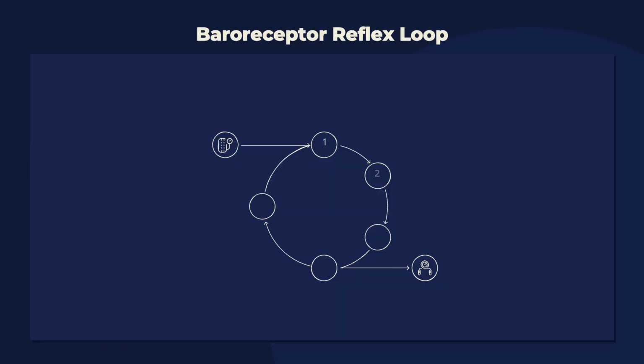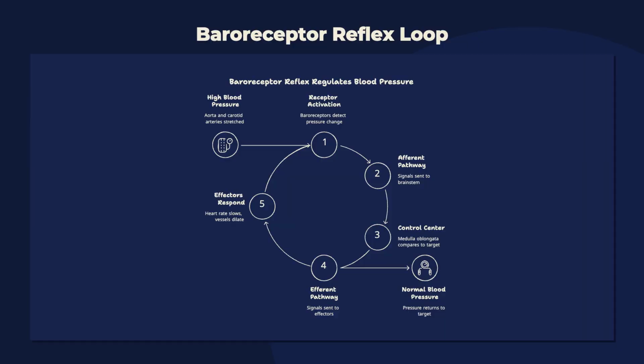The baroreceptor reflex shows the loop clearly. Rising blood pressure stretches the aorta and carotid arteries. Baroreceptors fire along the afferent pathway to the brainstem. The cardiovascular center in the medulla compares the signal to its target, and efferent signals reach the heart and vessels to slow the heart and dilate the vessels, bringing pressure back down.